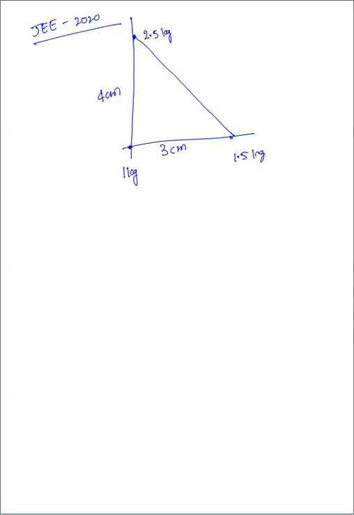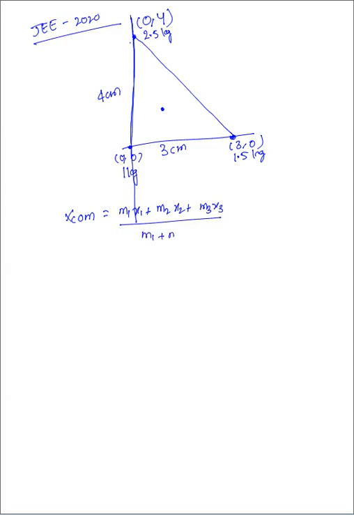I am choosing this as my axis. So if you want to write coordinates, this point is 0, 0. For this one, x-axis 3 cm, y-axis 0, so 3, 0. About this one, the coordinates are 0, 4. Now, first we need to calculate XCOM. Let us assume the center of mass comes somewhere here. XCOM can be written as m1x1 plus m2x2 plus m3x3 divided by m1 plus m2 plus m3.